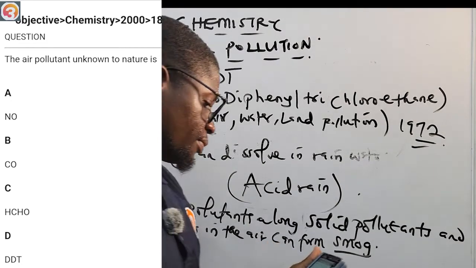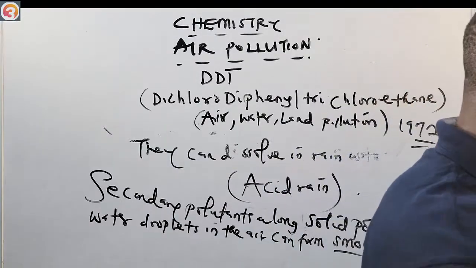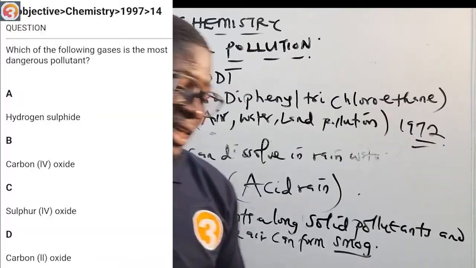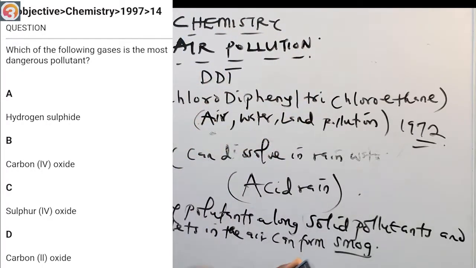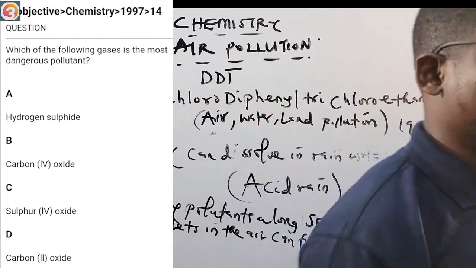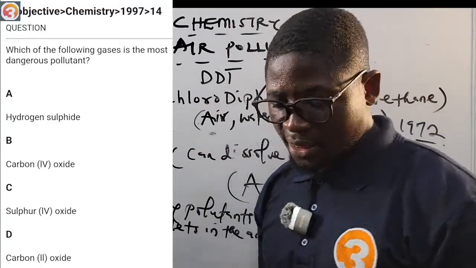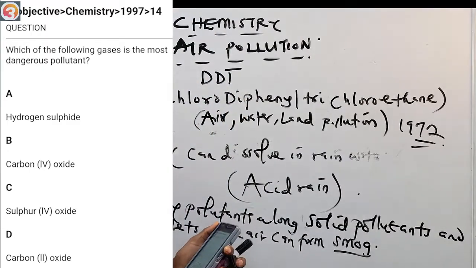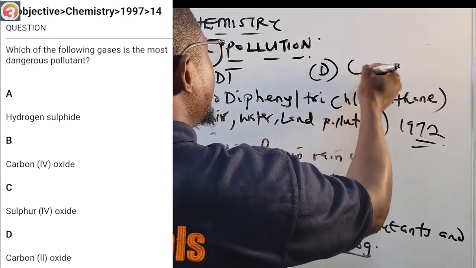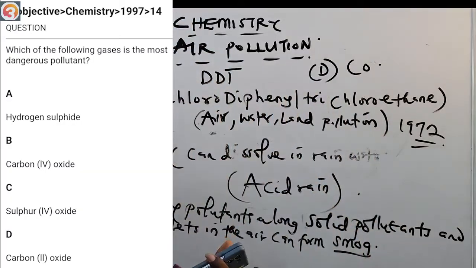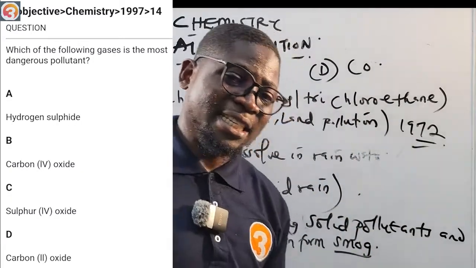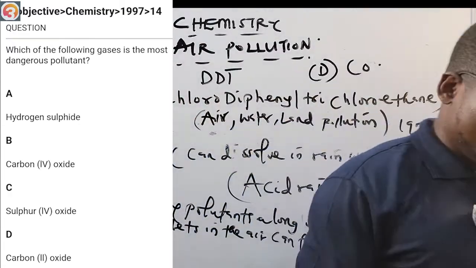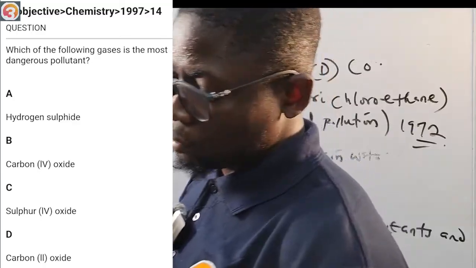Now this is 1997 question number 14. They say, which of the following gases is the most dangerous pollutant? A, hydrogen sulfide, B, carbon dioxide, C, sulfur oxide, D, carbon monoxide. That will be CO, carbon monoxide. Option D will be our correct answer there. CO, carbon monoxide, is very, very dangerous. It is deadly. It is notorious for combining with the hemoglobin in our blood and causing death.